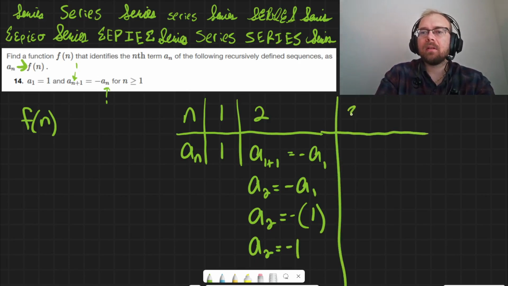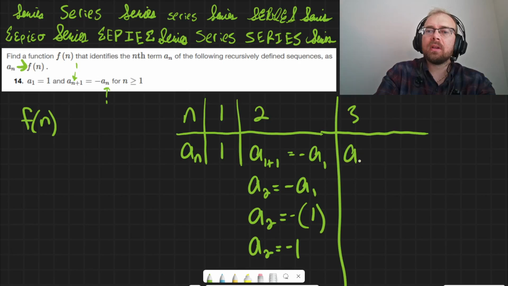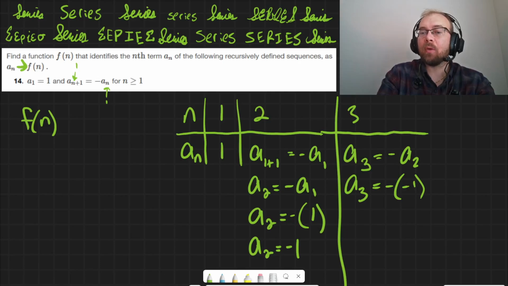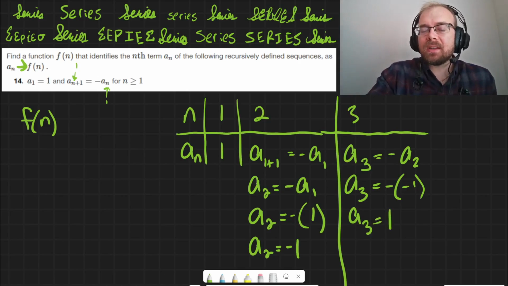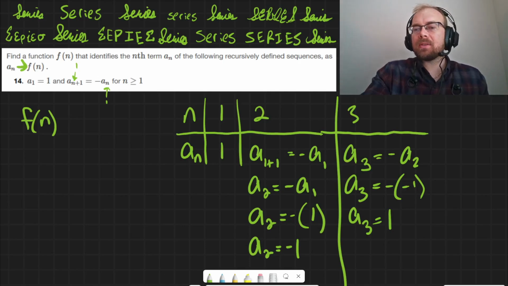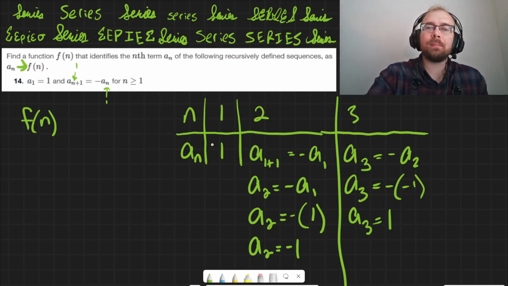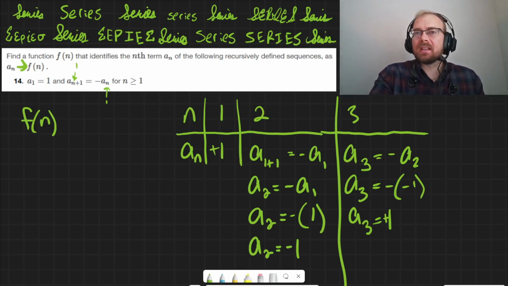What about 3? Then we plug in n equals 2, so it'd be 2 plus 1. I'm looking for a sub 3, and that's going to be negative a sub 2. A sub 3 is going to be negative 1, because a sub 2 is negative 1, which makes a sub 3 positive 1. So you might have already seen the pattern, or maybe you still don't see it, but the pattern is plus 1, minus 1, plus 1, so the next one's going to be minus 1. So it's plus 1, minus 1, plus 1, minus 1, plus 1, minus 1.